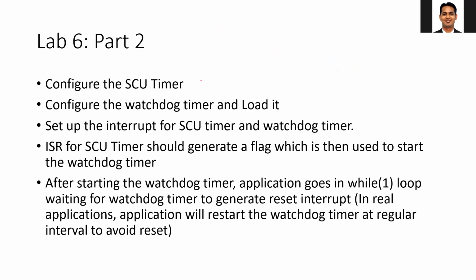You configure the SCU timer, configure the watchdog timer and load it. Then you set up the interrupt for the SCU timer as well as the watchdog timer, and write the ISR for both of them. The ISR for the watchdog timer will be empty because we are not going to do anything. After the SCU timer generates its ISR, we set a flag which will help us to start the watchdog timer. After starting the watchdog timer, the application goes into the while(1) loop, like an infinite loop. It will wait for the watchdog timer to expire and generate a reset.